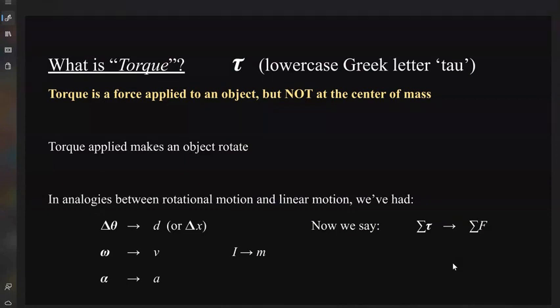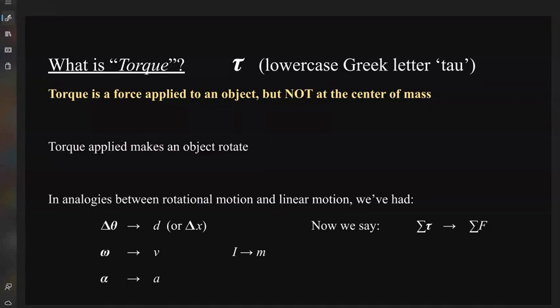Well, torque is when we apply a force just to somewhere that's not the center of mass, which, as we've talked about before, a force not at the center of mass makes things rotate. And we just call that torque. That's all it is. It's just called torque, which is given by this lowercase Greek letter tau.